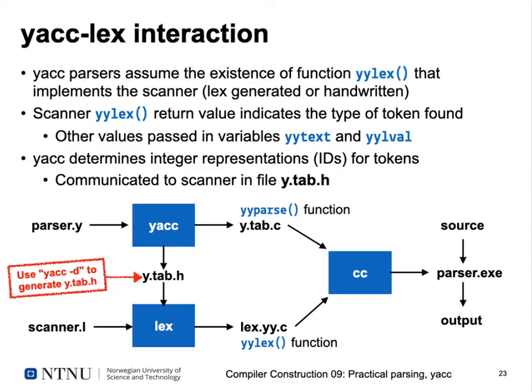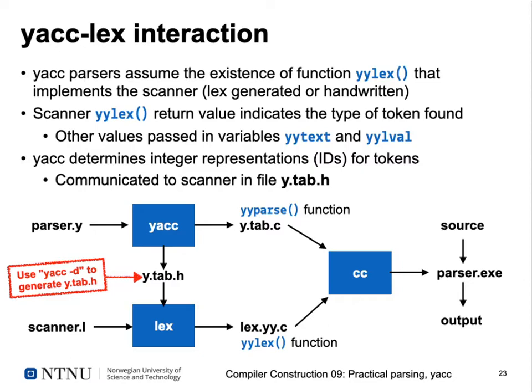So our scanner function yylex returns a value, and this value, as we've seen, indicates the type of token that's found, and this type is identified by an integer number. And for convenience, because we as humans want to be able to read this code after half a year and not remember that token ID 42 was an identifier, we can give them symbolic names in order for us humans to be able to figure out what's going on.